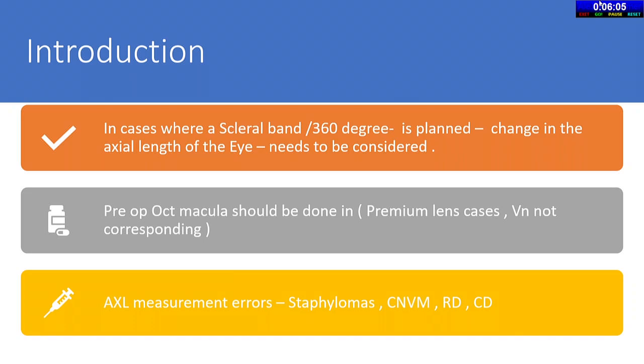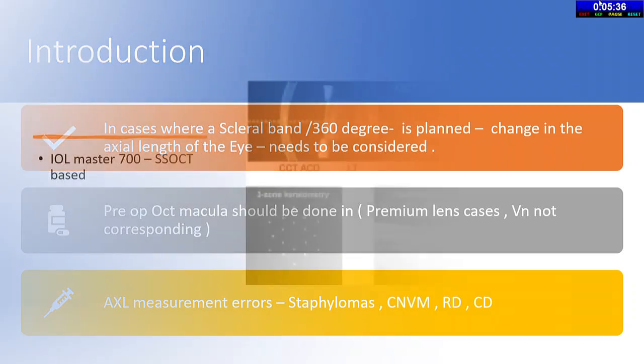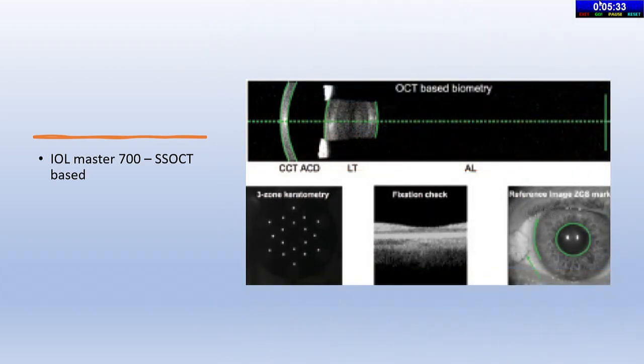Axial length measurement errors can occur in patients having staphylomas, in patients having macular pathologies where they are not able to fixate, and in patients having RD or choroidal detachments. Nowadays, swept source OCT is available, and in the IOL Master 700, they also provide a macular map. A macular OCT B scan is available, so the clinicians or the optometrists can also pick up if there is a pathology or things are abnormal. So the speed of ultrasound varies based on the different media. So this has to be taken into consideration.